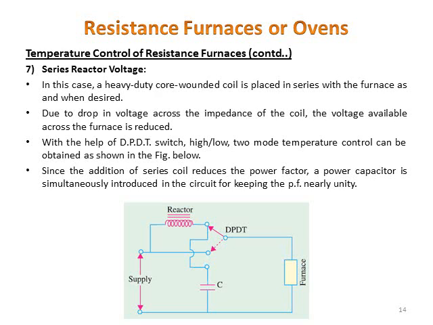The seventh type of temperature control is the series reactor voltage control. In this case, a heavy duty core wound coil is placed in series with a furnace as and when desired. Due to the drop of voltage across the impedance of the coil, the voltage available across the furnace is reduced. With the help of a DPDT switch, high to low or two mode temperature control can be obtained. Since the addition of a series coil reduces the power factor, a power factor correction capacitor is simultaneously introduced in the circuit, keeping the power factor nearly unity.